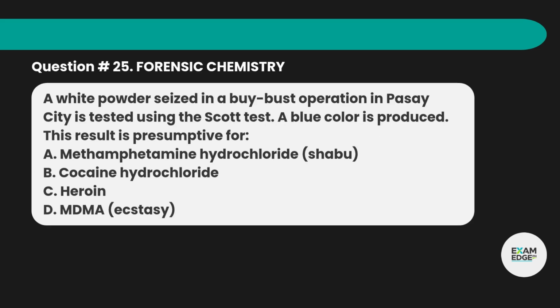Question number 25. Forensic chemistry. A white powder seized in a buy-bust operation in Pasay City is tested using the Scott test. A blue color is produced. This result is presumptive for A. Methamphetamine hydrochloride, shabu. B. Cocaine hydrochloride. C. Heroin. D. MDMA, ecstasy.